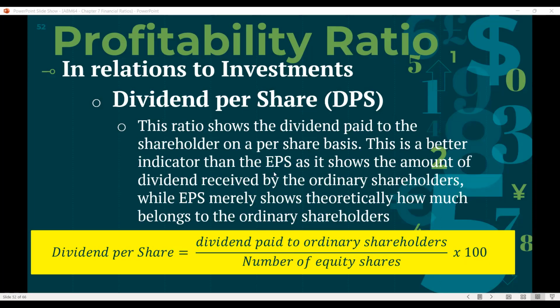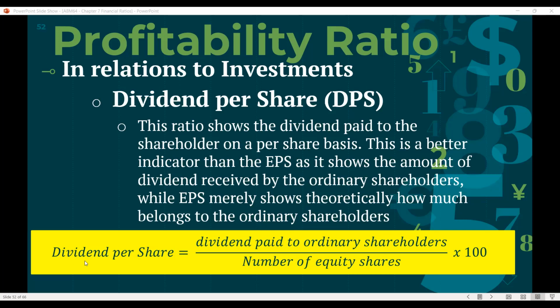Next, we have dividends per share too. This ratio shows the dividend paid to the shareholder on a per share basis. So how much dividend will be given to them based on their shares in the company. This is a better indicator than the EPS as it shows the amount of dividend received by the ordinary shareholders, while EPS merely shows theoretically how much belongs to the ordinary shares.